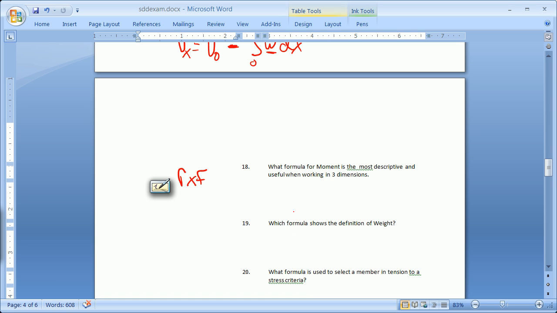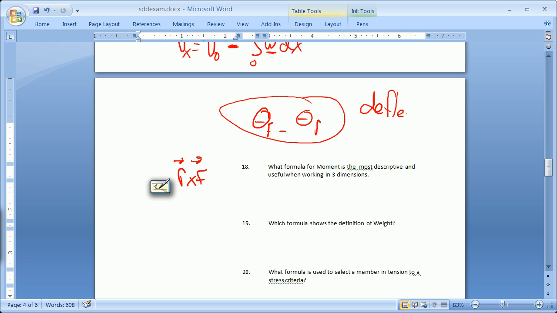There they are. In other words, R cross F really is the most descriptive. A lot of people put theta sub F minus theta sub R, but realistically that's a two-dimensional direction. So really you're better off giving it a deflection angle between. So in other words, a better answer, if we're not going to use R cross F, is the magnitude of the force times the magnitude of the radial vector, times the sine of the deflection angle.